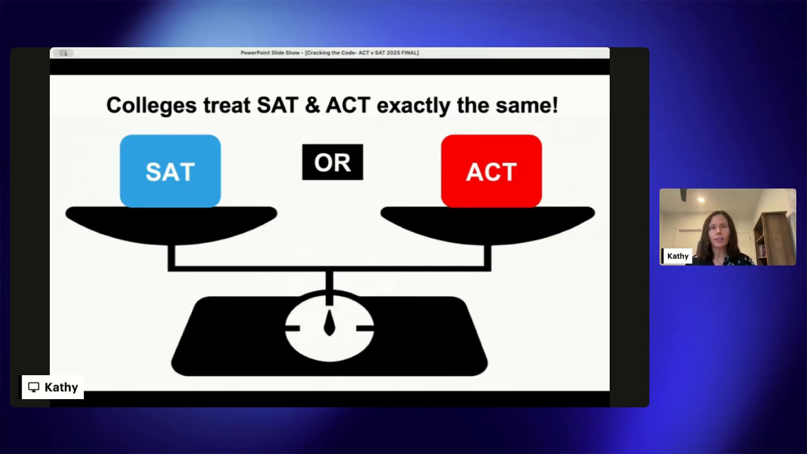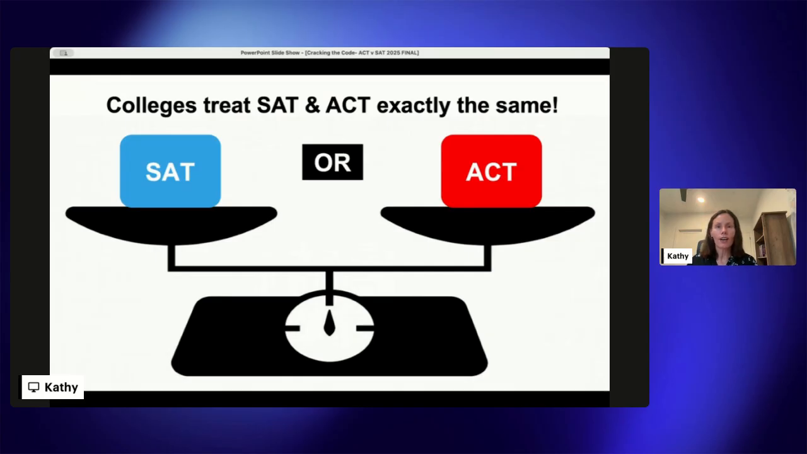So, really, at the end of the day, it's up to you, the student, to determine which of those two tests is going to be the best choice for you. And when I talk more about the testing calendar, one of the things I'm going to advise, and I may as well say it right now, is try one of each.